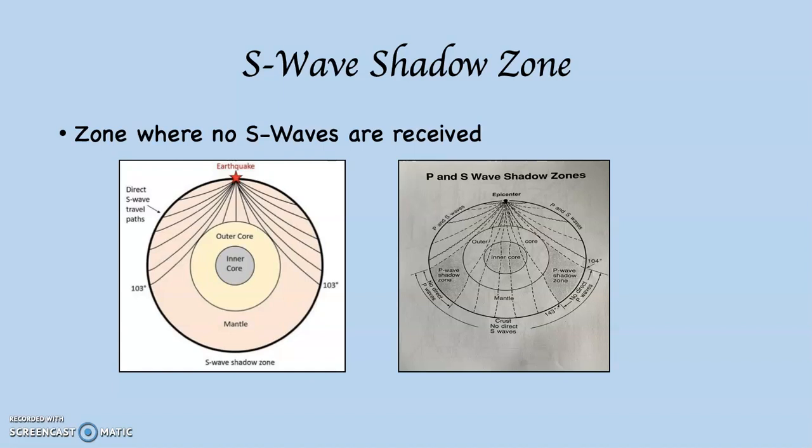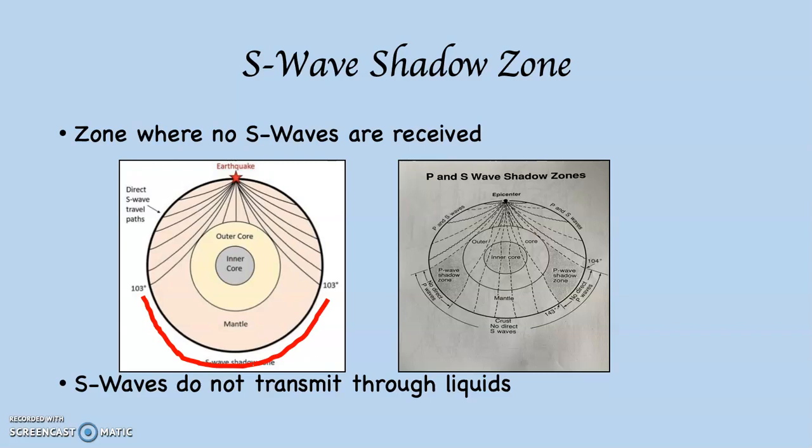When they saw this, the question became, why is that? So what do you do in science? You study the S waves. And what they found out is that S waves do not transmit through liquids. Ergo, they must be hitting liquid. And this helped lead to the articulation of the liquid outer core.